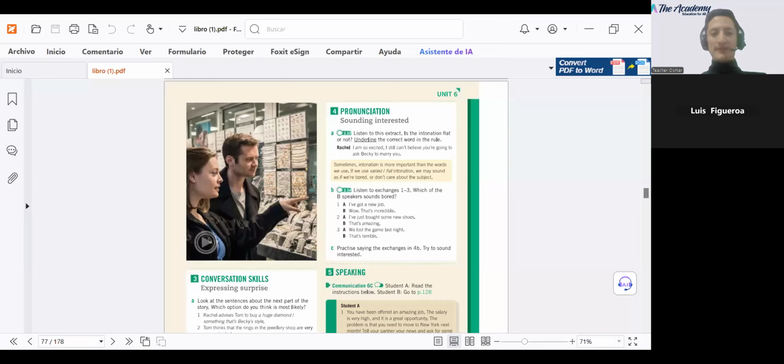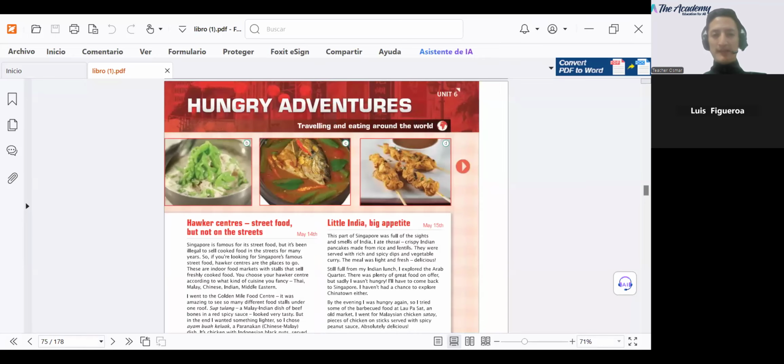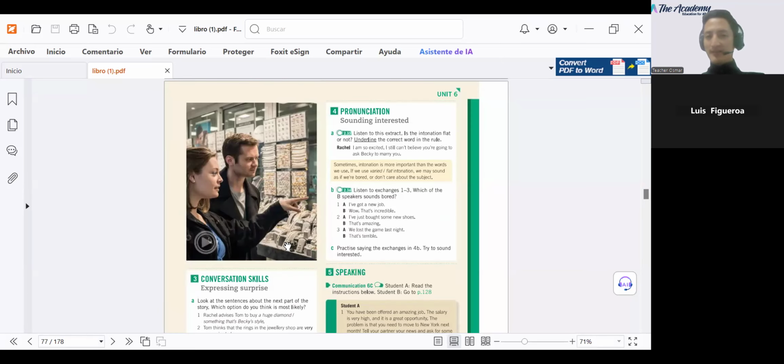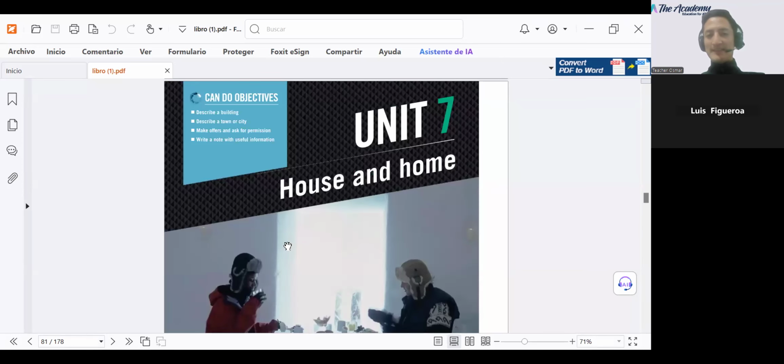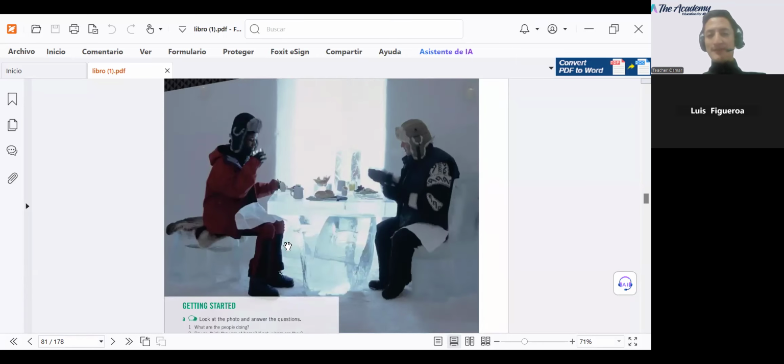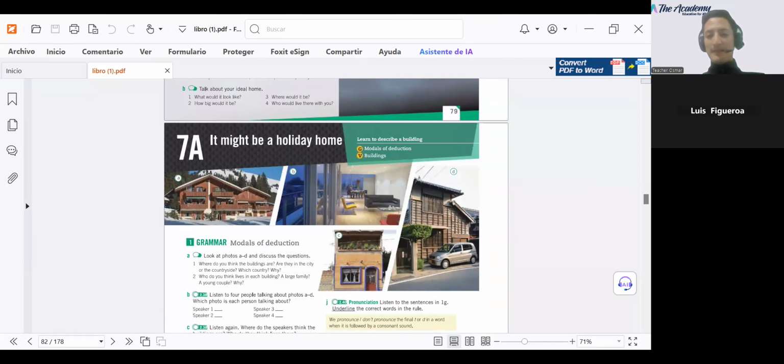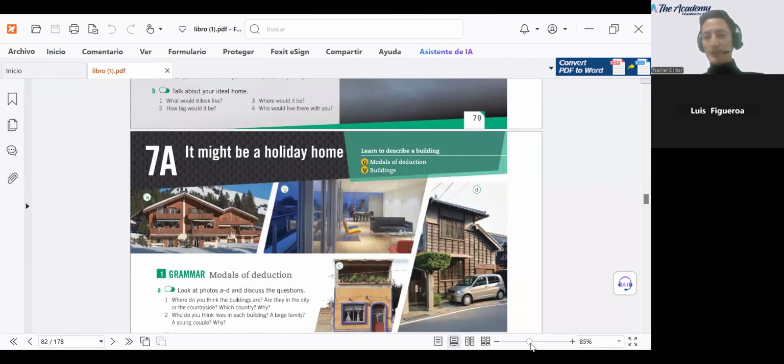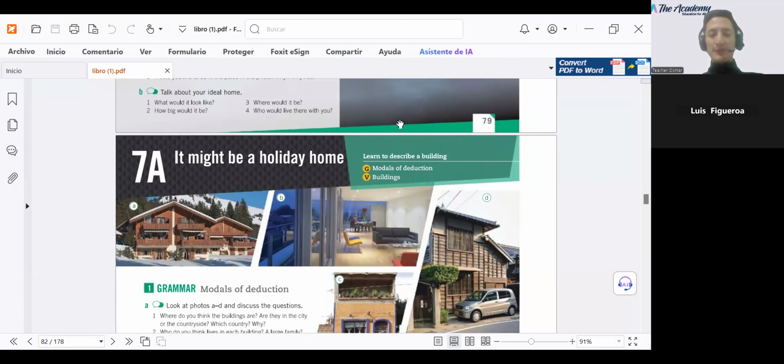Ya, Luis, entonces hasta la parte, la unit number 6, lo que vimos sobre la comida, describing food, la comida exótica, eso sí. Y esta unidad, this unit, unit number 7, what is the most important thing about this unit, Luis? We are supposed to talk about deductions. Deductions and for sure description of building. What is a building, Luis?